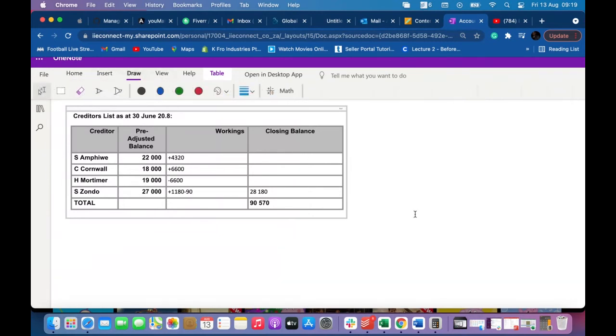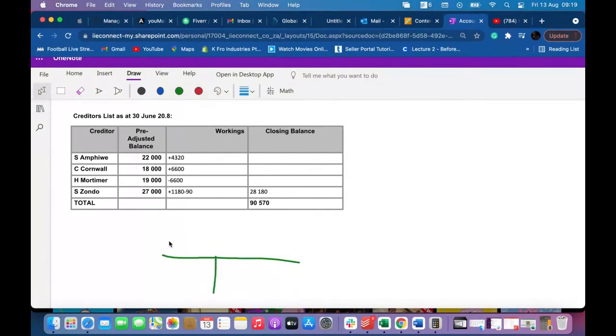So basically, what are we saying? If we do a quick T account for S Zondo, he's a creditor, so he increases on the credit side, decreases on the debit side because he's a liability. This is S Zondo. Remember he's a creditor. Remember this is a credit note, so we were supposed to put 590 over here. It was supposed to be put over here, but we did it on the wrong side.